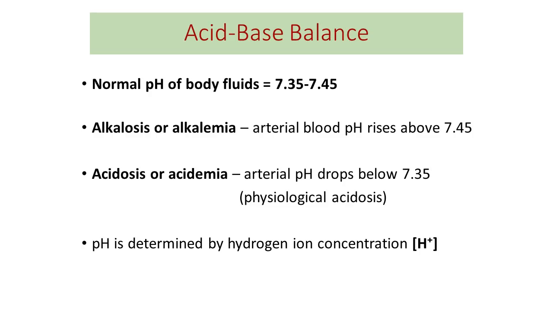And recall that pH is determined by hydrogen ion concentration. So the term pH refers to the partial pressure of hydrogen ions or the concentration of hydrogen ions. So the more hydrogen ions you have in your fluids, the more acidic you are, the lower your pH is.